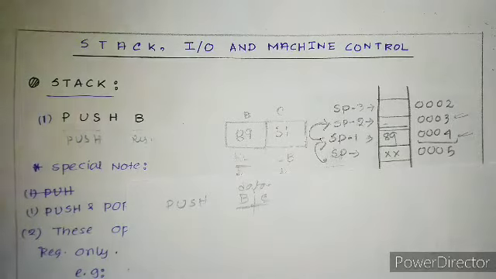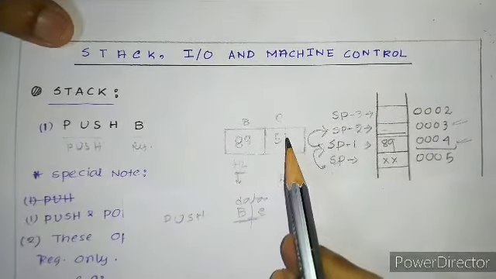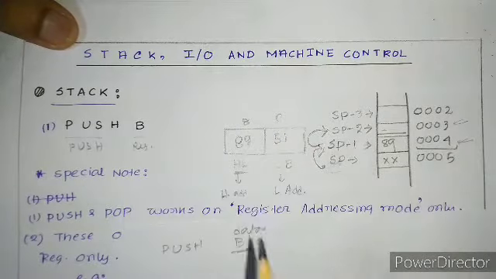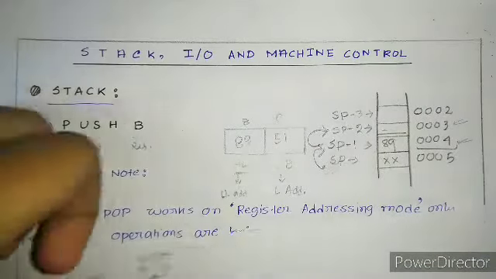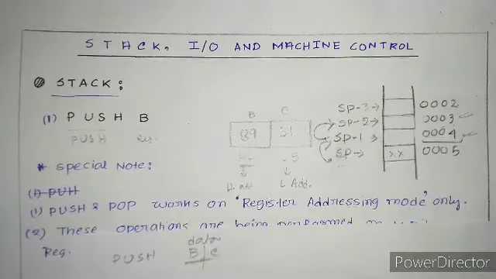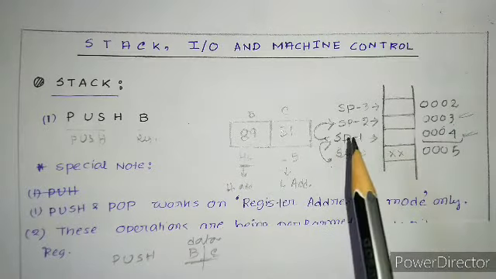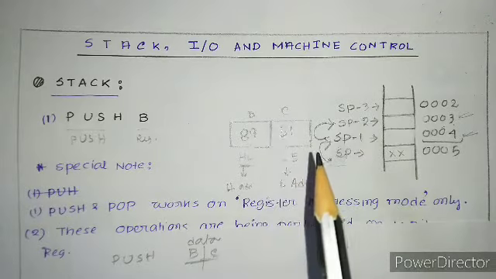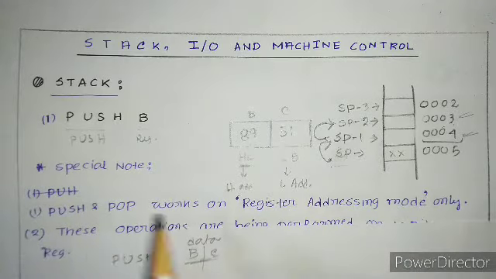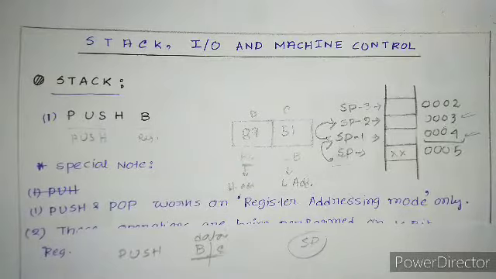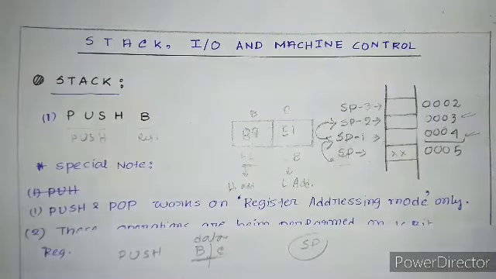We have to push that 16-bit data in the memory. So how does this work? Suppose we have 89 and 51 in B and C, and this is our memory. We know that SP is the address of the top of the stack. Whenever we want to perform some operation on the stack, we just need to know the address of the top of the stack. Just this SP will help us to perform these two operations, right?